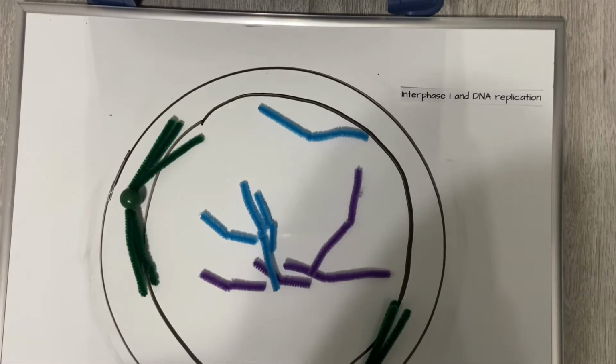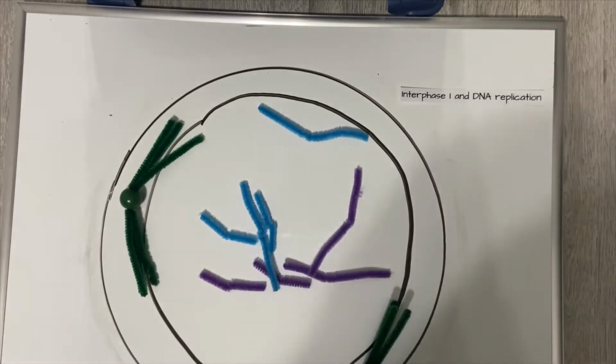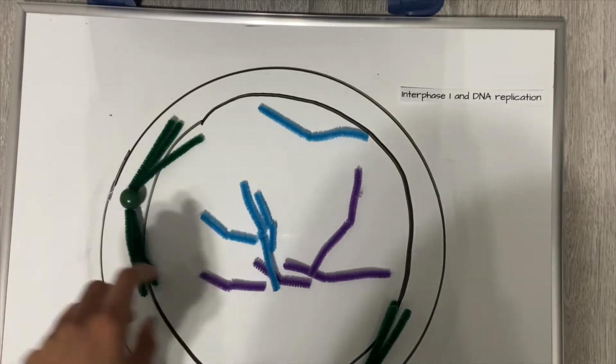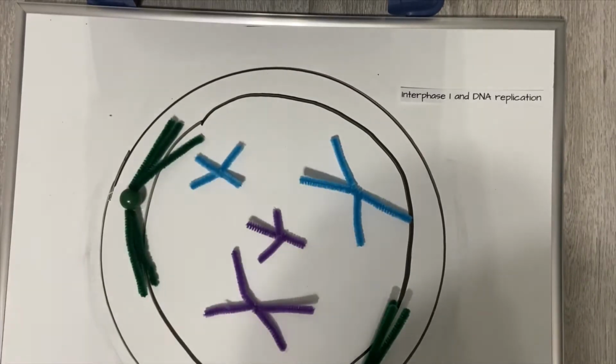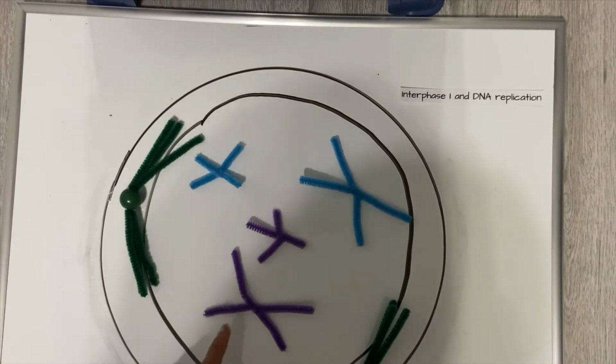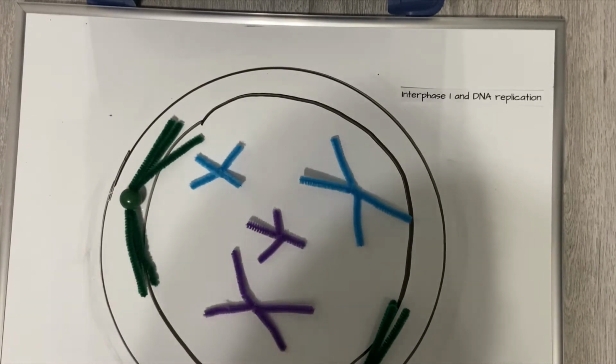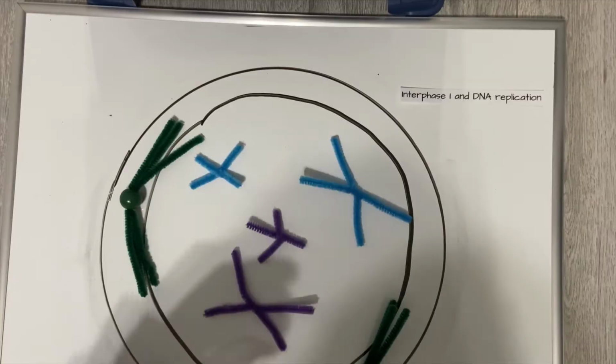In the first step of meiosis, there's interphase. As you can see, there are duplicated centrosomes and the DNA is extremely loose. It is not tightly bound up. However, as we go through interphase, the DNA begins to tighten and condense. The DNA is also duplicated.